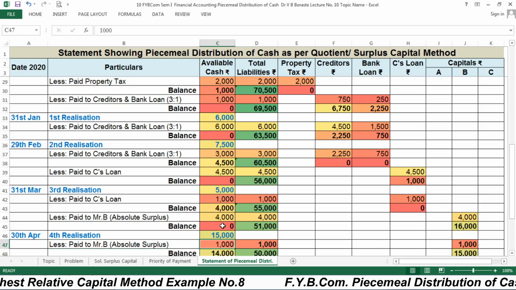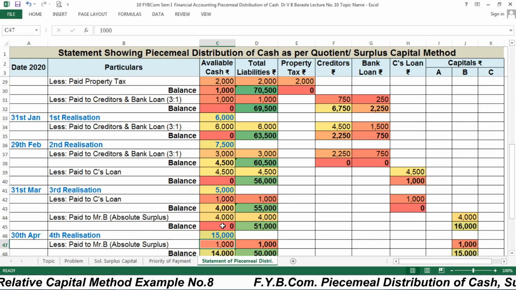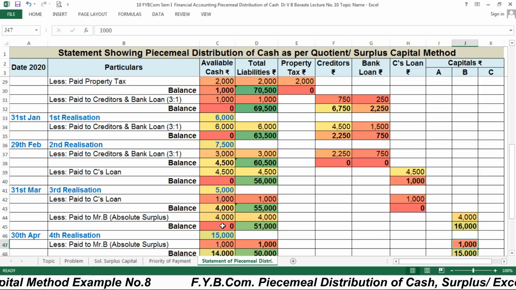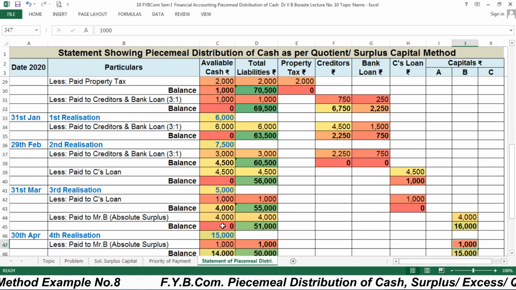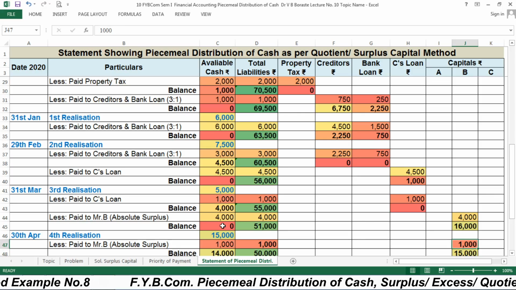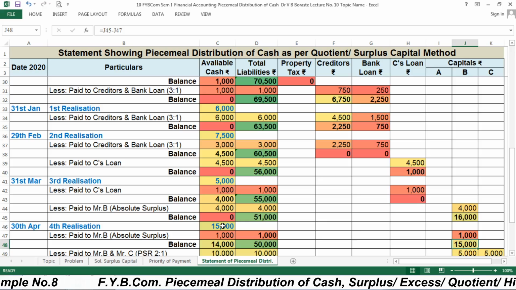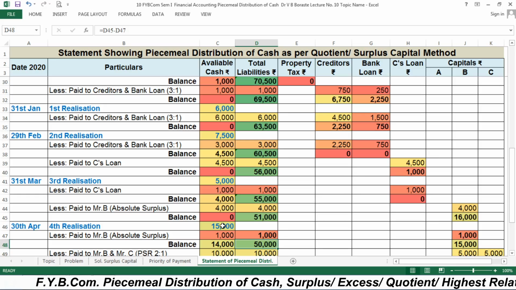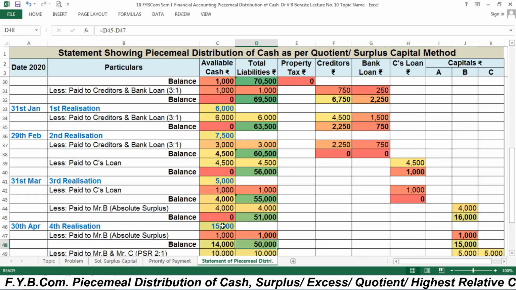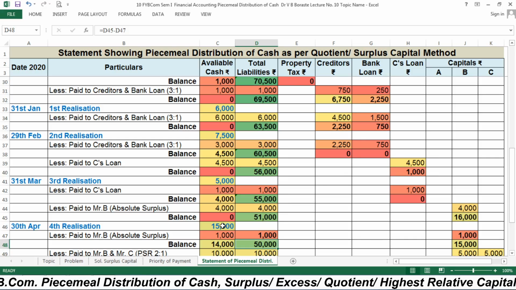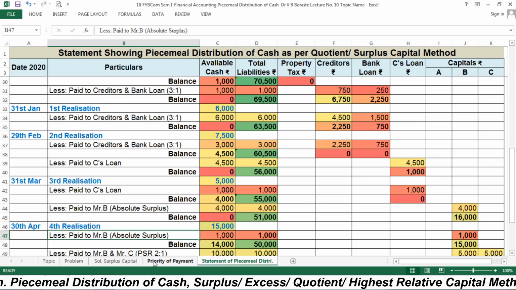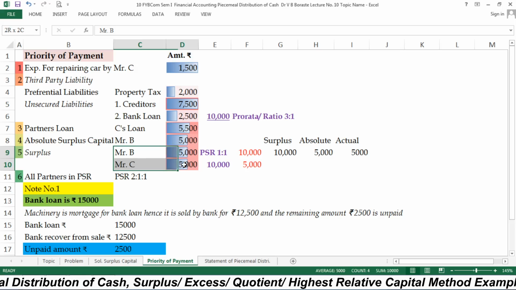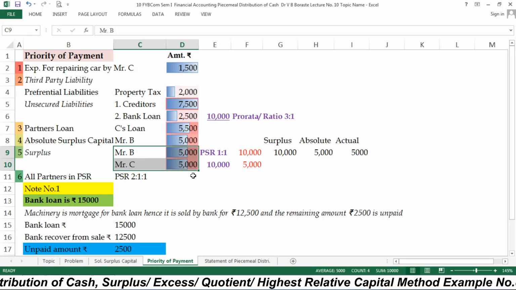So let's pay Mr. B as an absolute surplus. Cash will be reduced by 1,000, total liability will be reduced by 1,000, and Mr. B will receive 1,000. Okay. Now the capital balance of Mr. B is 15,000. Still we have to pay 15,000 to Mr. B. And we have a total unpaid liability of 50,000, and total cash in our hand is 14,000. After the payment of absolute surplus, in the priority list, we have to pay Mr. B and Mr. C 5,000, 5,000 each respectively.